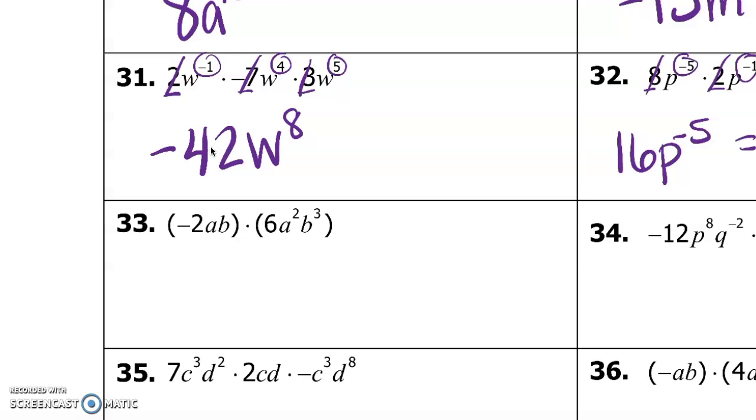33. Negative 2 times 6 is negative 12. The parentheses are just in there for the multiplication. This is a to the 1 and a to the 2, so that's a to the 3. B to the 1, b to the 3 becomes b to the 4th.